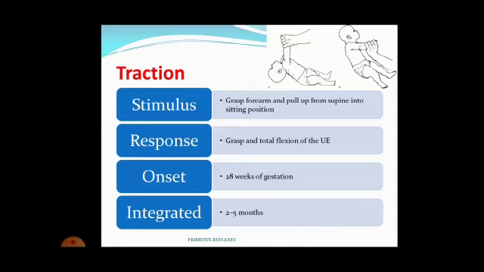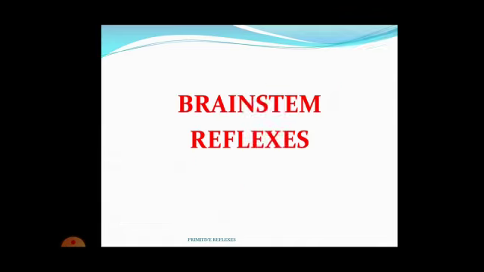So what will be the response by the child? You will feel as if the child is also trying to come to sitting position. The child will grasp your hand, and there will be flexion of the upper extremity. Onset of this traction reflex is at the age of 28 weeks of gestation, and it will be integrated at the age of 2 to 5 months.